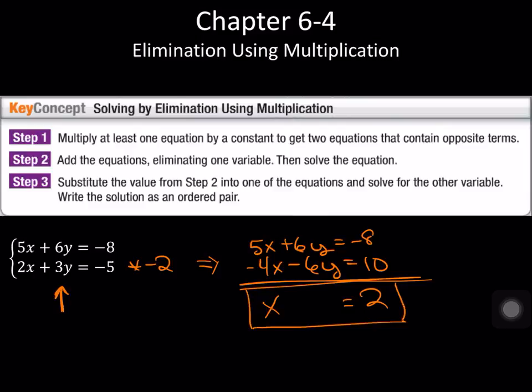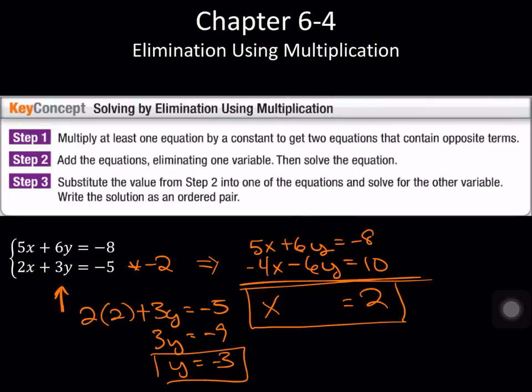Now, we've done the next part a good bit already, taking x and plugging it back in to figure out what the other value is. So I'll do that very quickly. 2 times 2 plus 3y equals negative 5. So y would equal negative 3. So that my ordered pair would be 2, negative 3. And again, we could take that 2, negative 3 and plug it back in. So again, look at this.